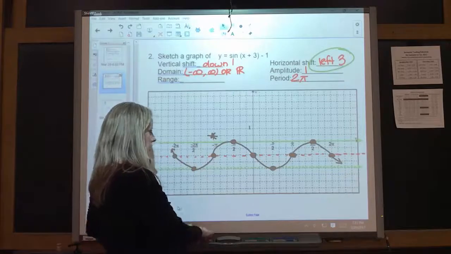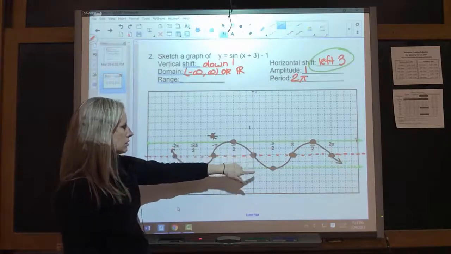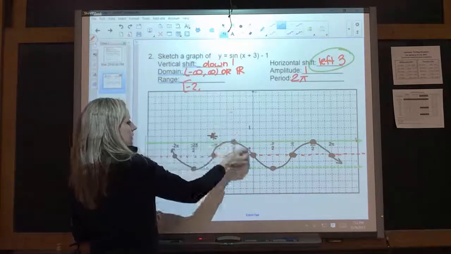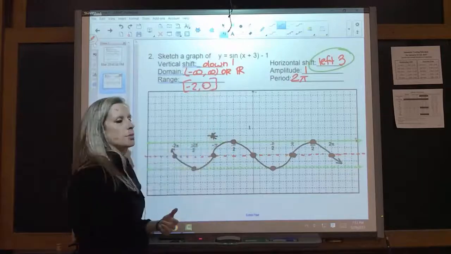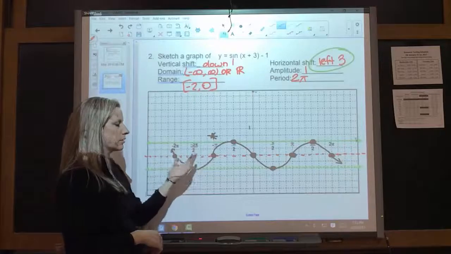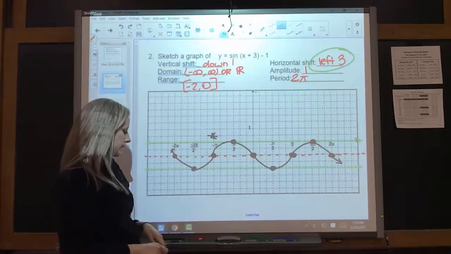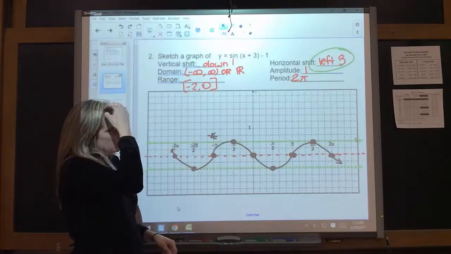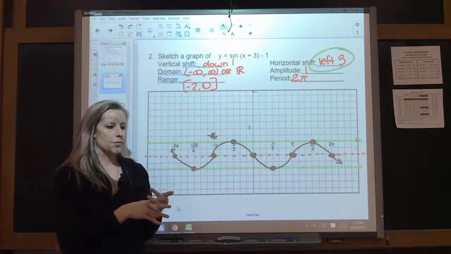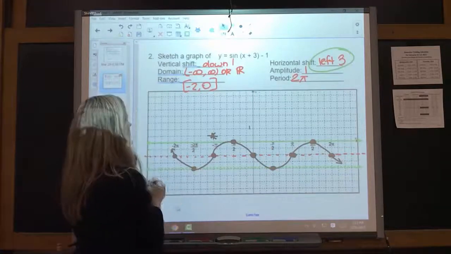Your range, your minimum is -2, and your max is 0. So your range would be from -2 to 0. We always go from least to greatest, or the lowest point to the highest point. Alright, so now that we kind of get how to shift, we're going to start playing with the amplitude and the period. So let's look at number 3.